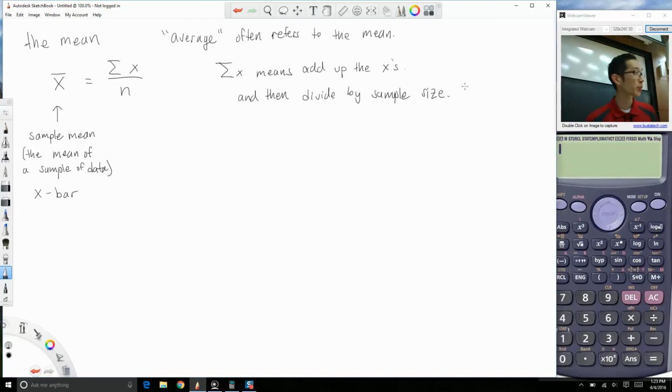Okay, and I think we're already familiar with this, okay? Perhaps a better conceptual definition, okay? So the conceptual definition of the mean can be thought of as the balance point of our data.